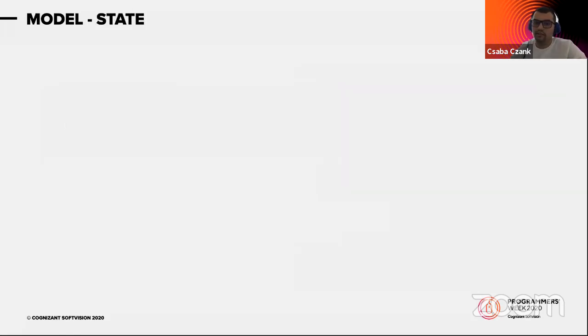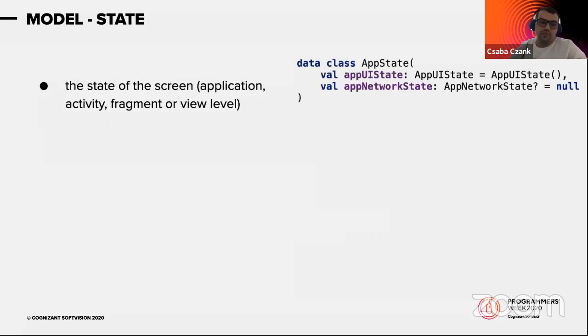The next element is the state. In general, the state represents a screen of the application, as in our case, but it can also be the state of an entire application or just the state of a single view.